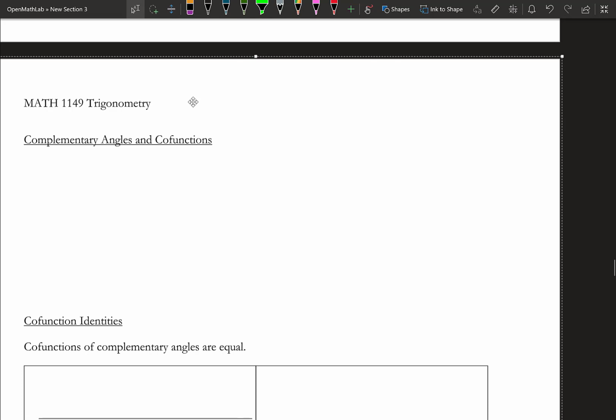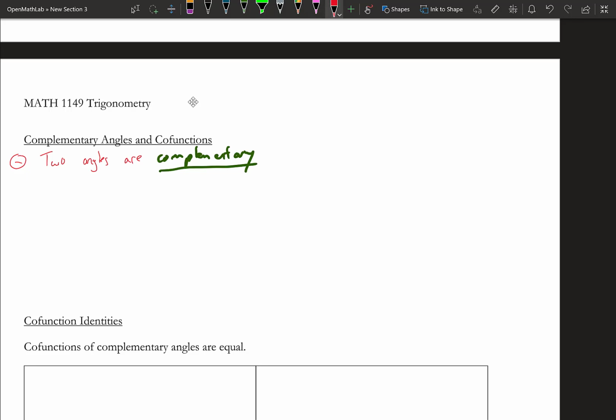All right, so if you remember, complementary angles are angles that have a sum equal to 90 degrees, right? So if you forget that, we can just write that real quick. So two angles are complementary if their sum equals 90 degrees. Right?